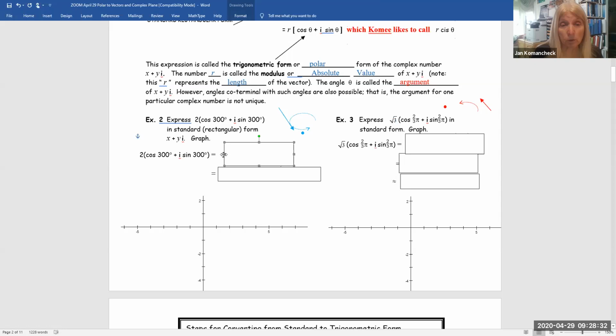So the 2 is going to remain in front. The cosine of 300 degrees is positive 1/2. The i needs to be in there. And then the sine of 300 degrees, which is negative radical 3 over 2.